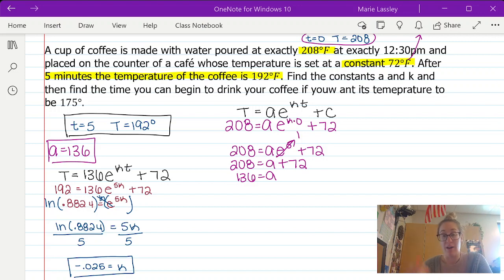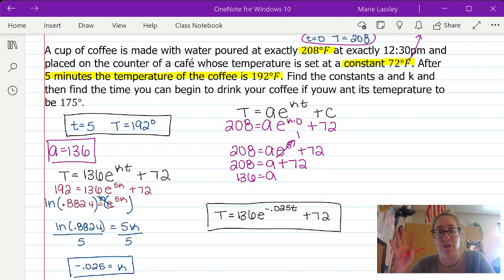So we now have our a value, we have our k value, and we have now at this point a full equation for our problem. All right, so here we go. Last time we need to write this until we can just solve the rest of the problem. So we have T equals 136 e to the negative 0.025t plus 72. Now our only variables left in our problem are big T for our overall temperature after little t time. All right, so there's our finished equation. Now we can use that to answer the final question.